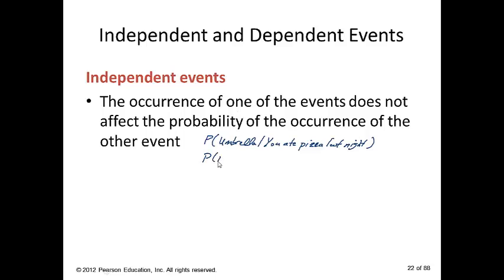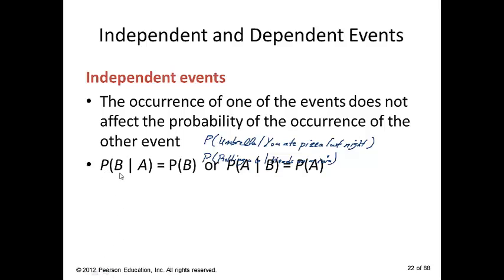Another one, the probability of rolling a 6 on a fair die, given that I flip a fair coin and get heads. So let me read that again. The probability of rolling a 6, given that you flipped a coin and got heads. Well, these two events are independent because the actual chance of me getting a 6 is not affected by me flipping a coin and getting heads.